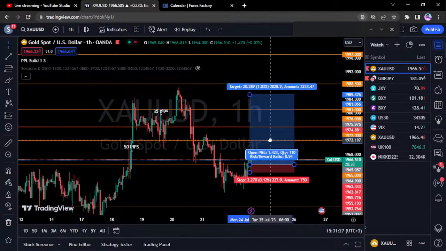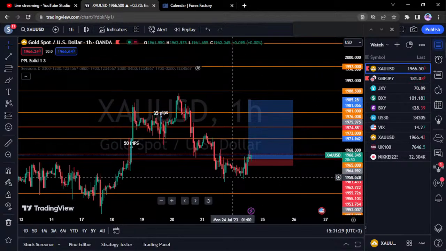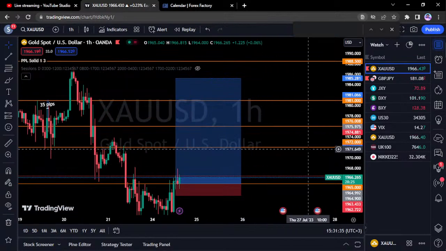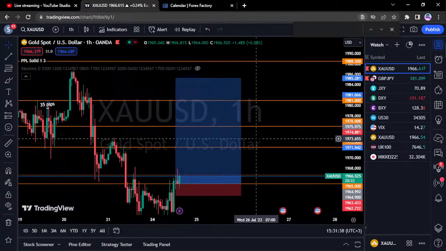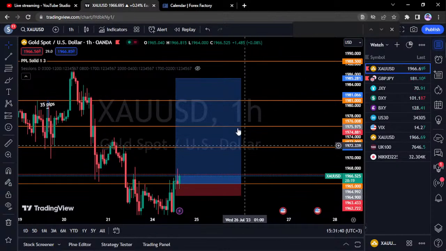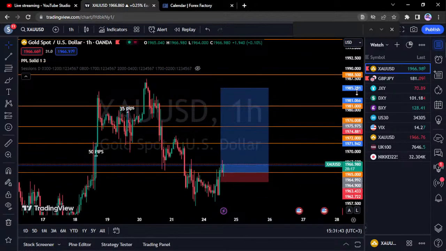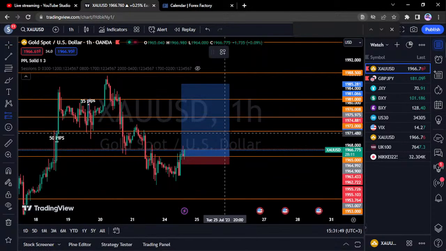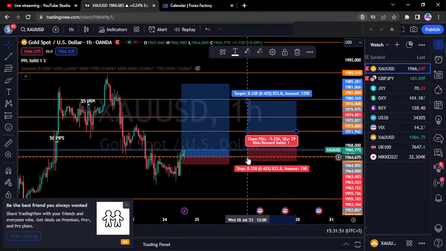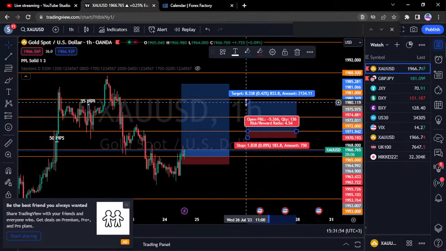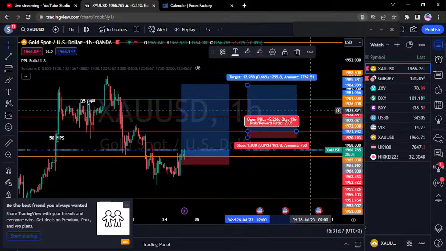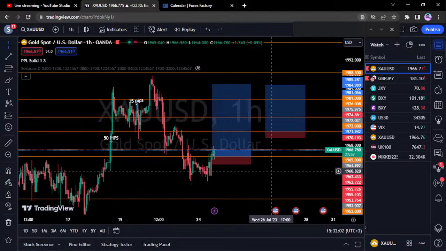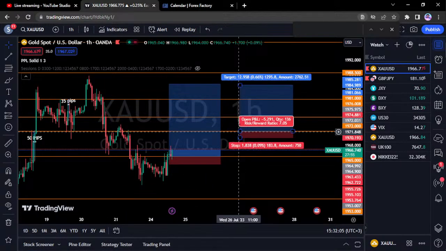This is what I'm looking for during this session and after the release of the data. Buys from 1965. For continuations, we need breaks above 1972, and holding above the 1972 key level, we need to drive all the way to 1981 to finish off the day. Okay, so you just need to be patient. You can get entries at each key level. 100 pips per piece. So this was the first trade that you could take.